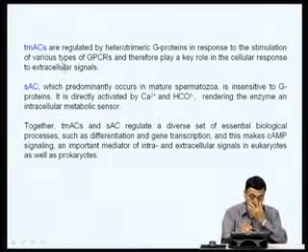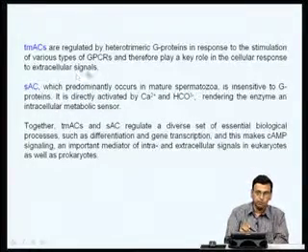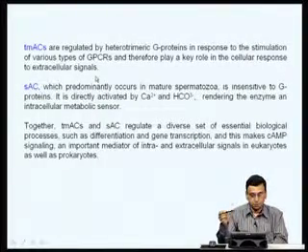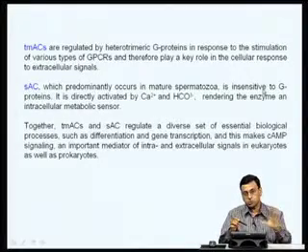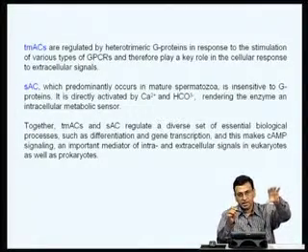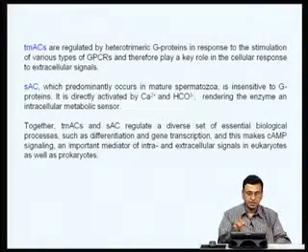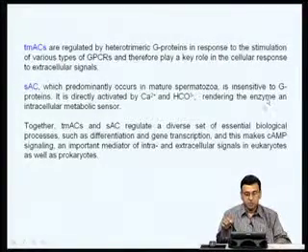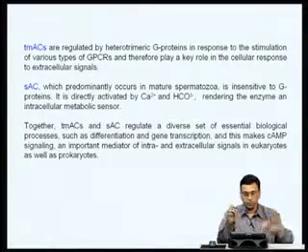Therefore, the transmembrane adenylate cyclases are regulated by heterotrimeric G proteins in response to stimulation of various types of G protein coupled receptors, and therefore play a very important role in the cellular response to extracellular signals. Whereas the soluble adenylate cyclase, which primarily occurs in mature spermatozoa, is insensitive to G proteins. So, G protein signaling takes place primarily through the membrane bound adenylate cyclases. The soluble adenylate cyclase has nothing to do with the G protein signaling pathway. It is directly activated by calcium ions and bicarbonate ions, rendering the soluble adenylate cyclase a very important intracellular metabolic sensor. So, these two perform totally different functions.